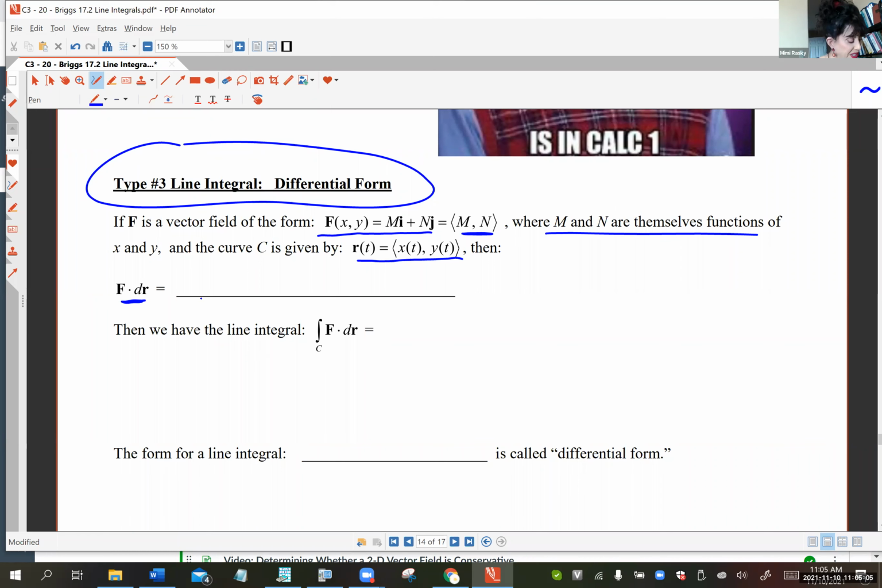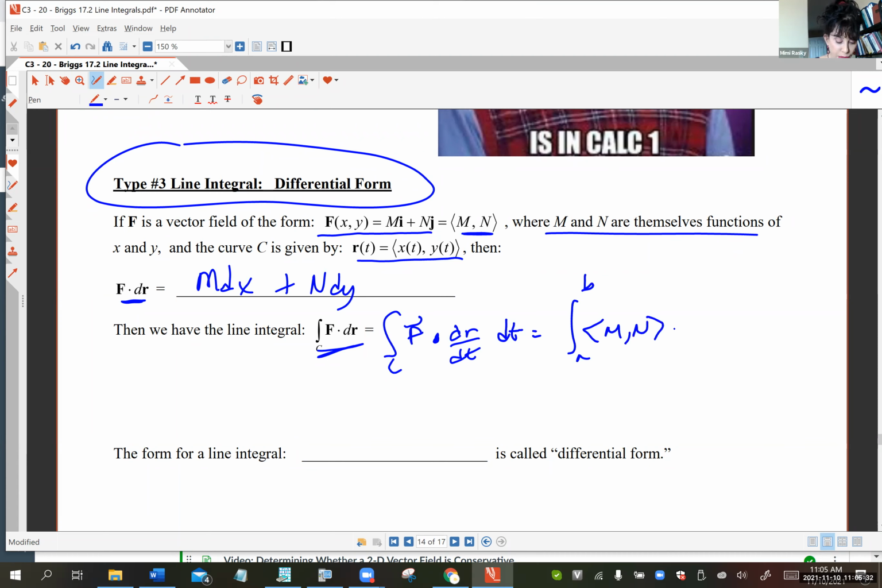Well, if I do this in slow motion, well, okay, let me just tell you what it's going to end up looking like. It's going to end up looking like M dx plus N dy, and that's differential form. Ooh, that's weird. So how does that come about? So let's do this in slow motion. Start with F·dr. That's really the dot product of the vector field with dr/dt. And so we're going to do this dot product where the vector field has components M and N.